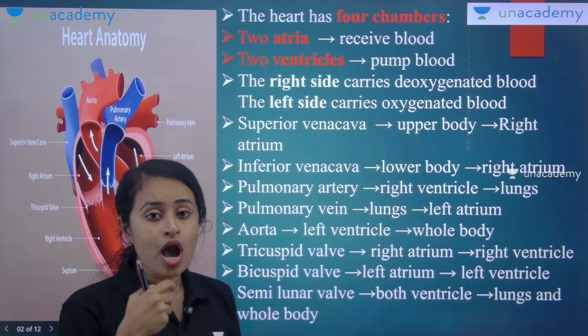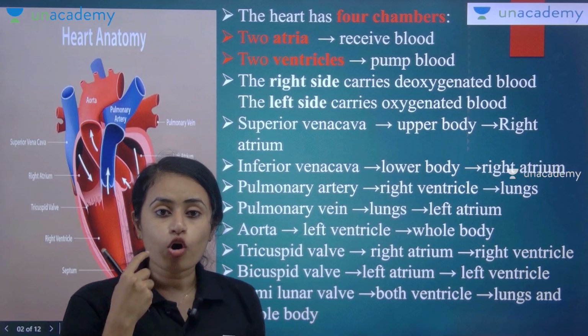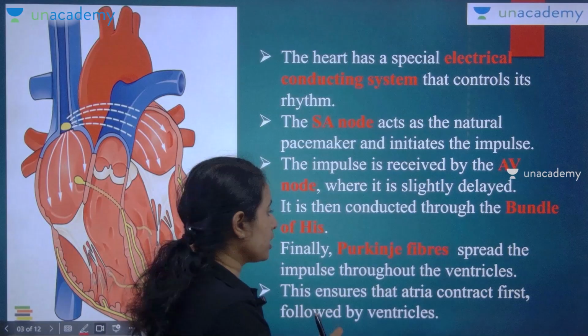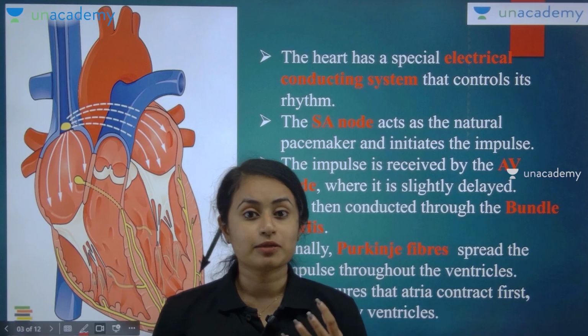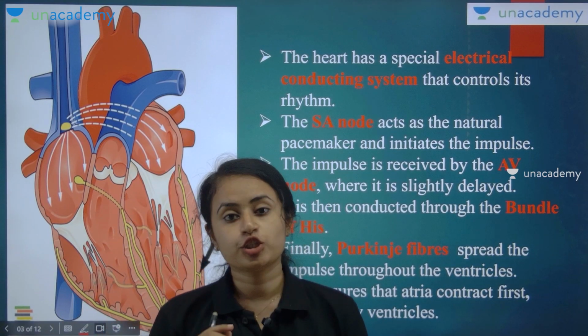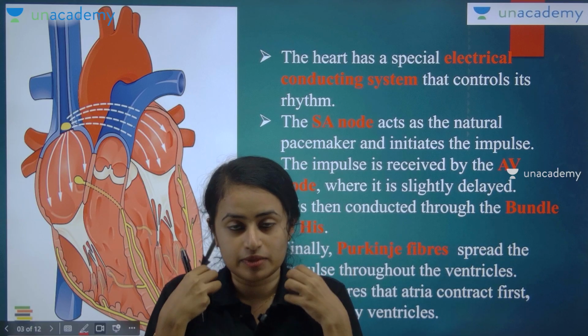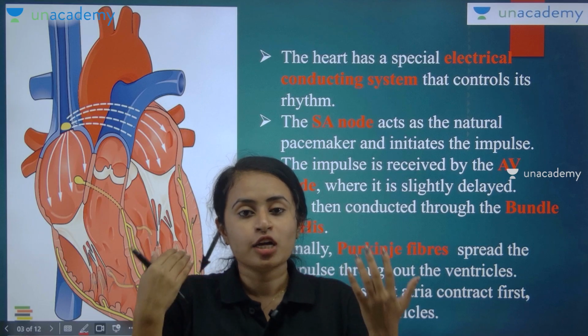Then we have to know how the electrical conducting system works in our heart. We already know the heart is an auto-excitable organ. It doesn't need any external stimulus or external potential to initiate its beating. It is auto-excitable; it has its own action potential to start beating.